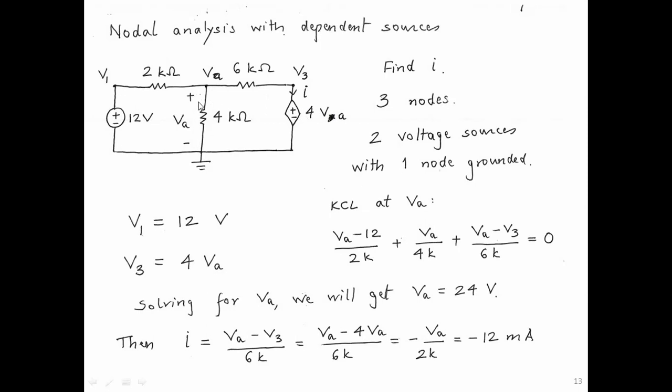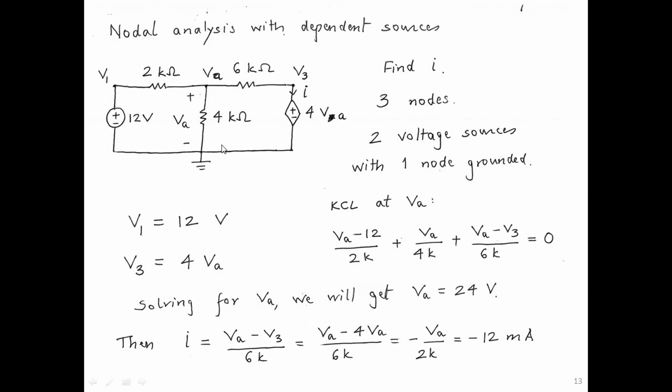Now we want to write KCLs. First of all, there are 4 nodes, 1, 2, 3, 4, and 1 is ground, so we need 3 equations. But we notice that there are 2 voltage sources, and therefore we can write equations for this node and this node directly in terms of these voltages. So we'll say V1 is equal to 12 volts, that becomes our first equation. We say V3 is equal to 4 VA, that becomes our second equation.